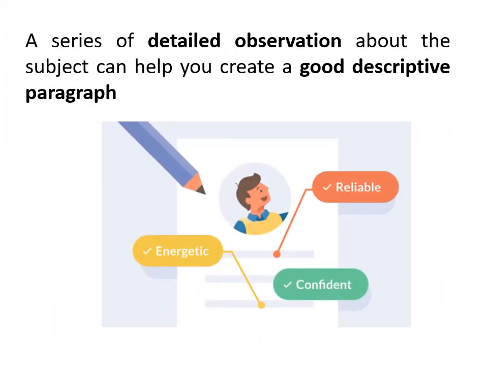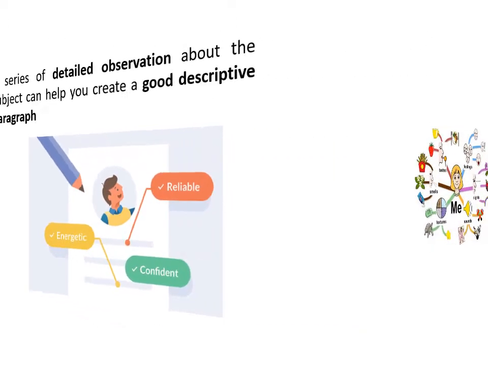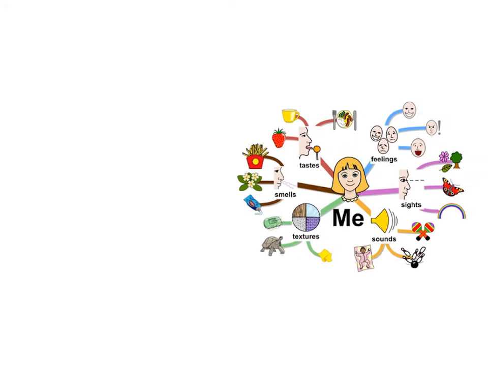A series of detailed observations about the subject can help you create a good descriptive paragraph. Meaning, you will have to observe the subject or the topic for you to be able to describe that topic well. How would you be able to observe something? Through the use of your sense organs. That's why we have here, what are our five senses? We have the sense of taste, feelings, sights, sounds, textures, and smell. Sense of sight.